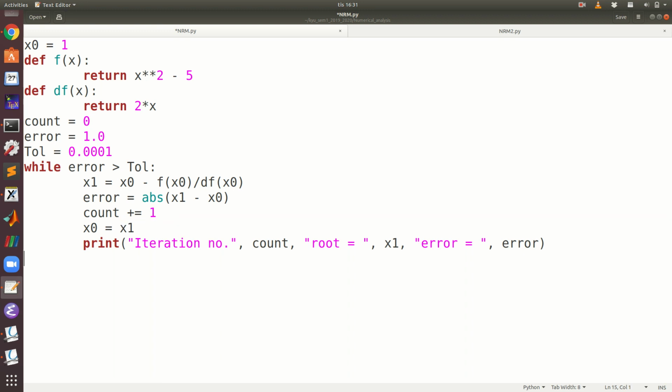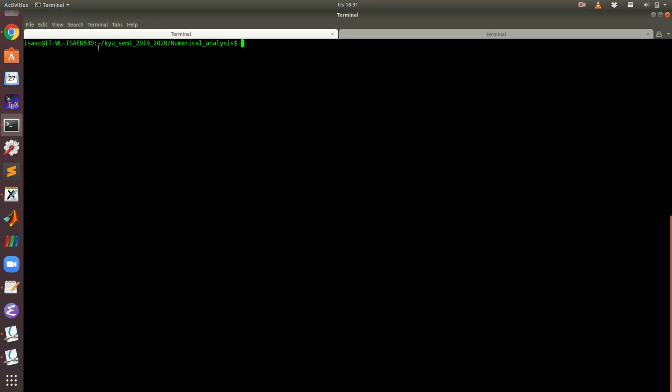So we update, and this one here is just printing to follow up whatever we have here. So we can try to run this, and then we see what we have.